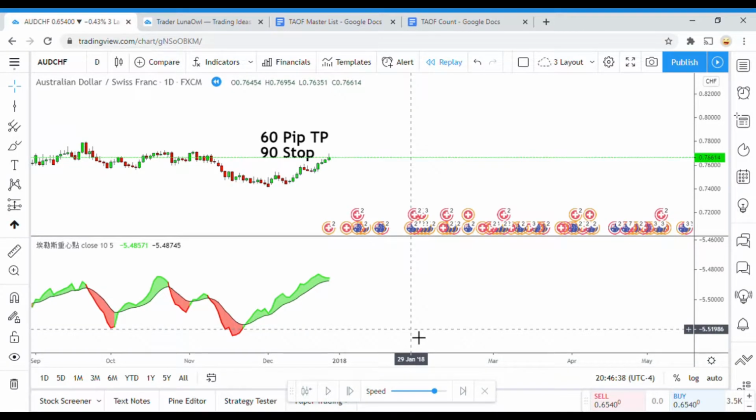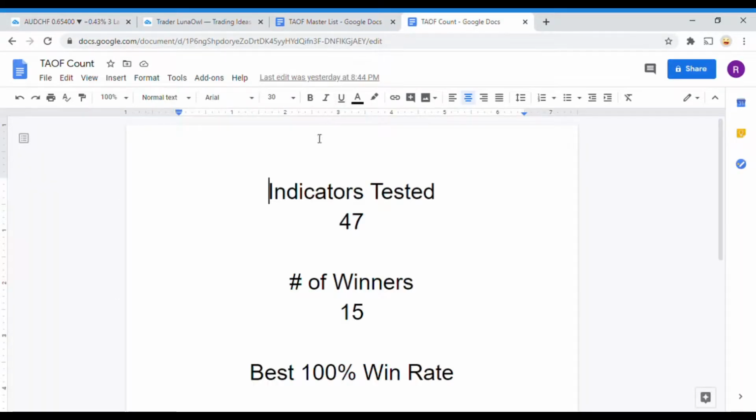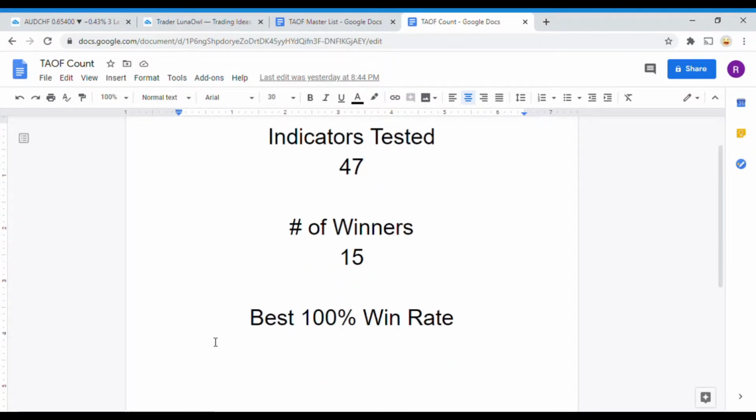Alright, as I said, today we will be testing the center of gravity indicator. But before we do, I wanted to put the indicator scoreboard up for everyone to see. To date, we have tested 47 indicators. Out of those 47, 15 have been winners, which means they have met or exceeded the 60% win-loss ratio threshold that we have set. The best one so far was able to achieve a 100% win rate.